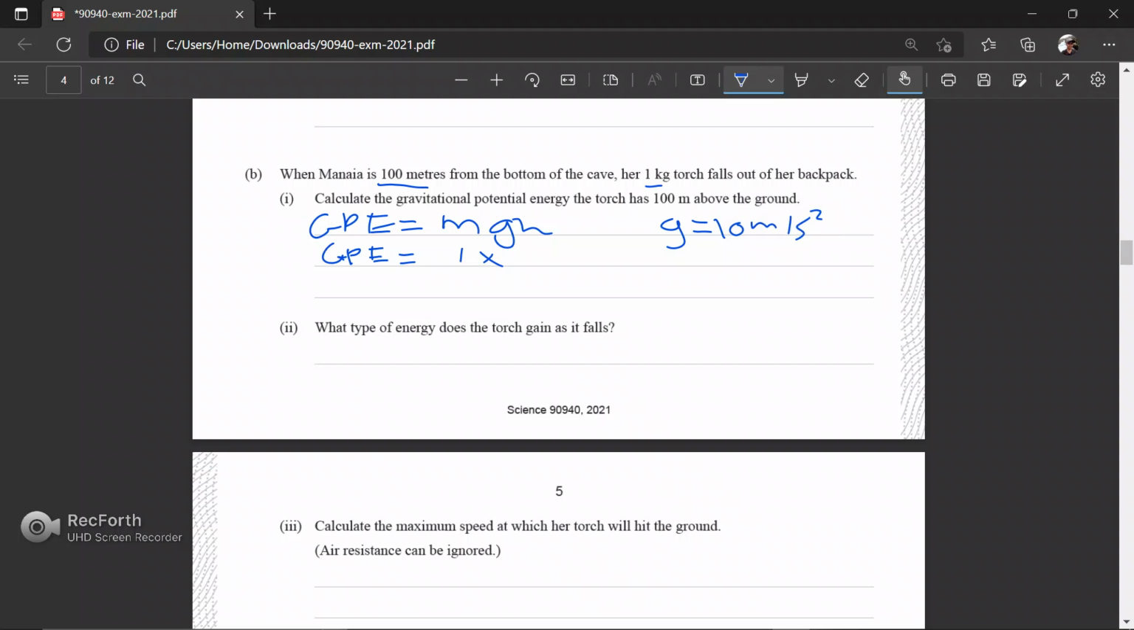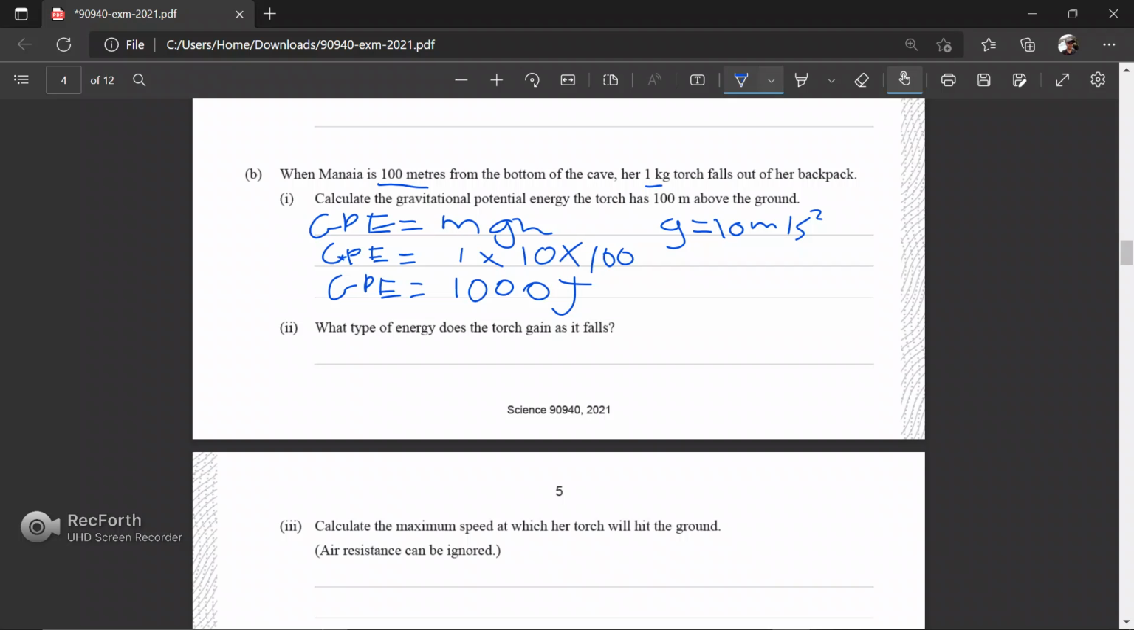So basically, if you let go of an object from a height, it will be pulled towards the ground, and it will accelerate at that rate each second. So 1 times the acceleration due to gravity multiplied by the height, which is 100 meters, gives us the potential energy to be 1,000 joules. Yep, 1,000 joules. Now make sure you don't forget your units for energy. This is very important.